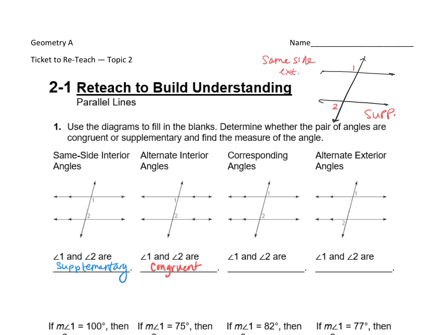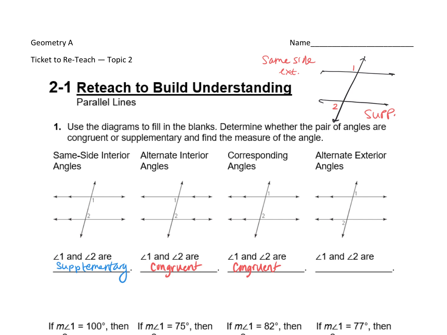Corresponding angles, parallel lines cut by a transversal. Angle 1 and angle 2 are corresponding because they're in the same position. So I can see angle 1 is the top right angle of this grouping. Angle 2 is the top right angle. When you have corresponding angles, those angles will be congruent.